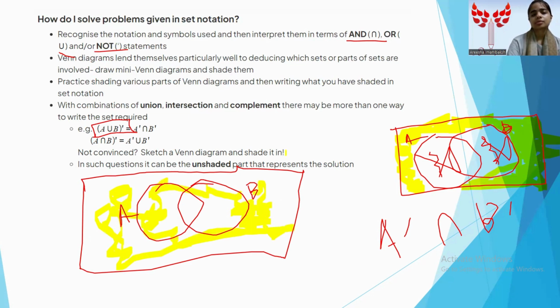Everything else will be shaded, okay? Except for the middle part. You can also write this as A complement union B complement.